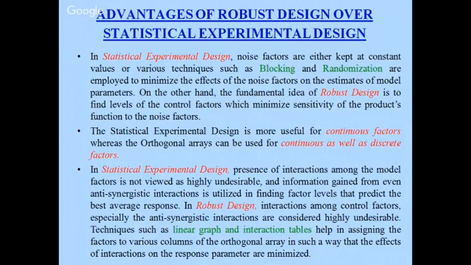Lastly, in statistical experimental design, the presence of interactions among the model factors is not viewed as highly undesirable. That means even if some interactions are there, we tend to ignore those interactions in a normal design. But in robust design, we eliminate the effect of interactions, again by using the orthogonal arrays and proper assignment of the columns.